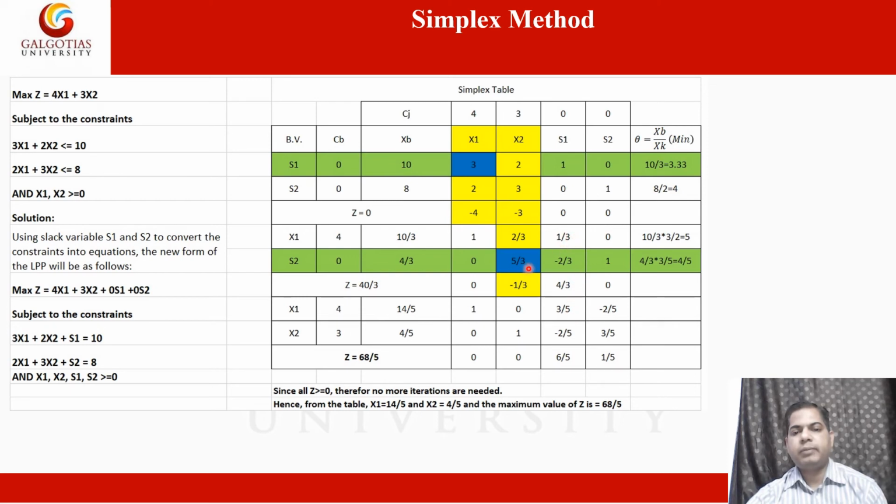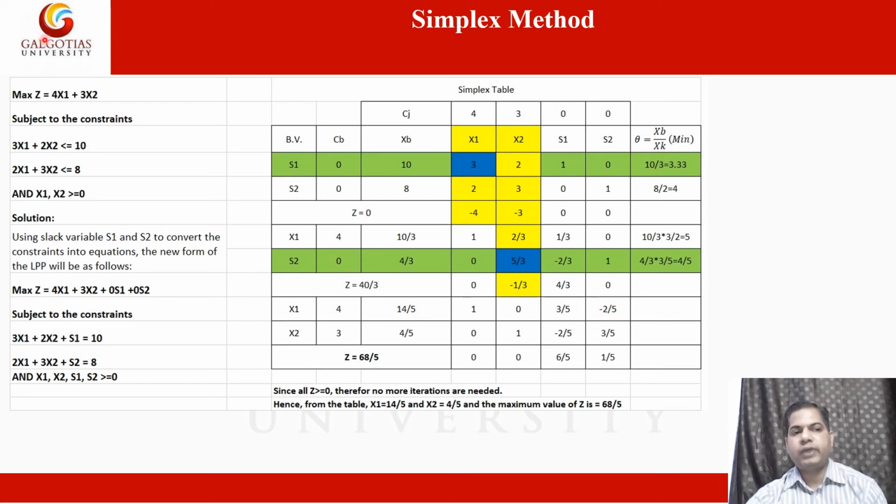1 by 3 multiplied by 5 by 3 comes out to be 5 by 9, and minus 2 by 3 into 2 by 3 comes out to be 4 by 9, but it is minus, so it will be plus. So 5 by 9 plus 4 by 9 comes out to be 9 by 9, and 9 by 9 divided by the 5 by 3 comes out to be 3 by 5. Similarly, I can find out this value. So this comes out to be minus 2 by 5.